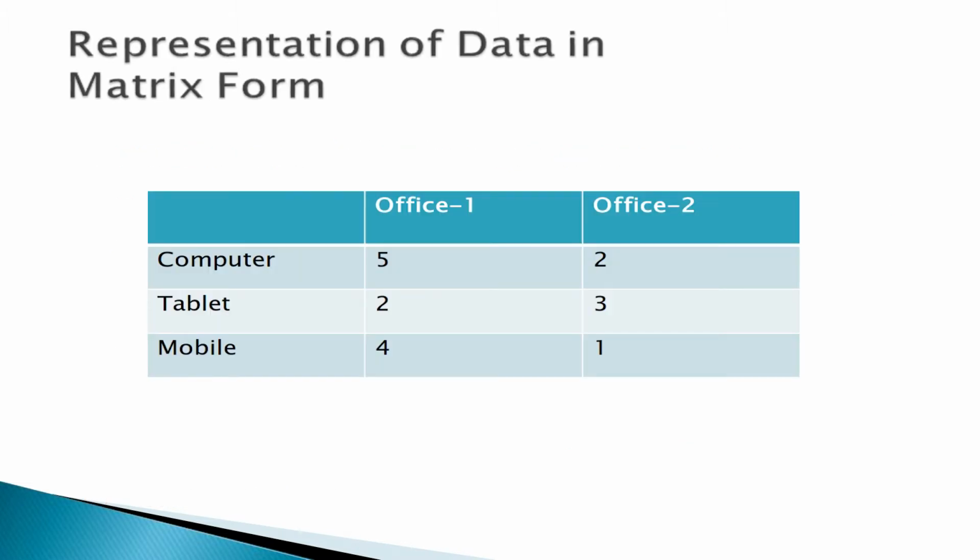Representation of data in matrix form. Suppose Office 1 and Office 2 use computers, tablets and mobiles. This is given here. Suppose we take Office 1 and Office 2 column wise and computers, tablets and mobiles row wise. We can also change it: Office 2 can be the first column and Office 1 the second column, or Office 1 and Office 2 can be changed to row wise and computers and tablets placed column wise. There is no problem. This is the representation of data in matrix form.